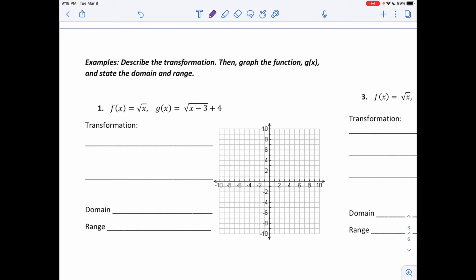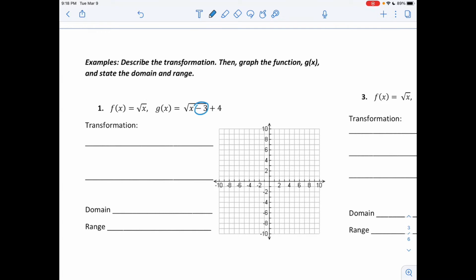So we're going to start with our parent function, and it's our square root parent function. F of x is equal to the square root of x. G of x is going to be square root of x minus 3, and then plus 4. So let's take a look at what is different. The first thing I notice that is different from the parent function is that I have a negative 3 under the radical. Remember that anything that happens inside the radical with x is horizontal.